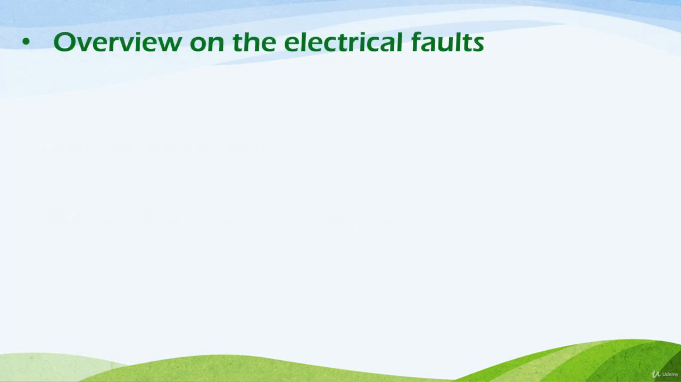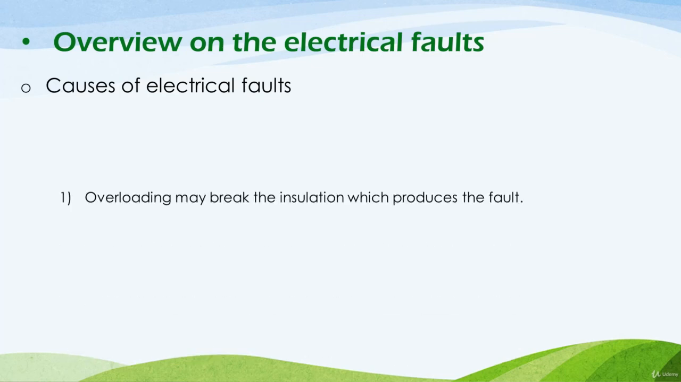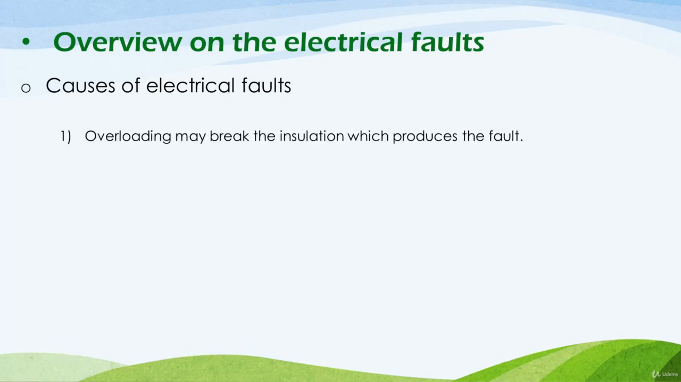So let's go ahead. If we need to talk about the causes of the electrical faults generally, we say that the first popular cause is the overloading condition, and the overloading condition is a great increase in the current absorbed by the load that may produce a failure in the insulation of the conductors. So once the insulation of the conductors or the insulation between the different phases has been broken, this produces a fault as a short circuit between the different phases, as we illustrated in the previous tutorial.